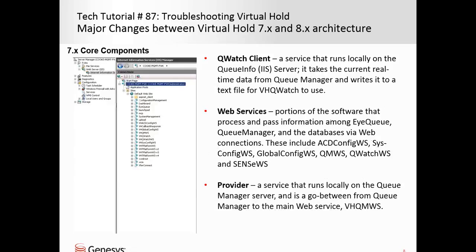The QWatch client is a service that runs in QInfo server hosted by IIS. Its responsibility is to take real-time data from Queue Manager and write this to a file to be used by the VHQ Watch web service. Web services use web connections to process and distribute data amongst IQ, Queue Manager, and databases. These web services can be viewed via IIS Manager as seen here. The provider service is a service that runs locally on the Queue Manager server and is a go-between from Queue Manager and the main web service, VHQ MWS.